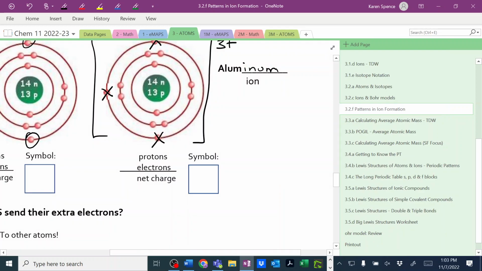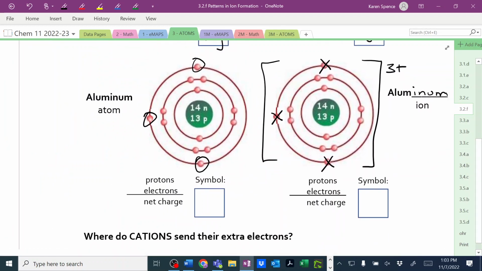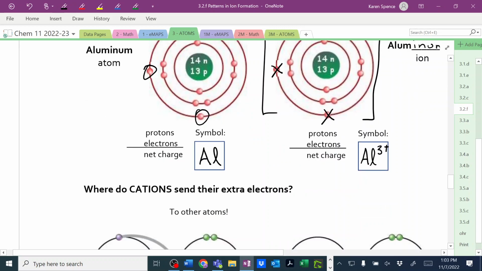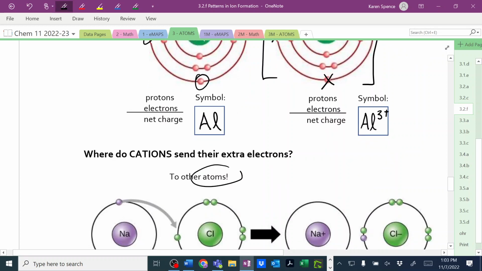Oh, what happened? That's not good. Okay, there we go. So we have Al for our atom, and our symbol for aluminum with the charge would be Al what? 3 plus. Where do cations send their extra electrons? To other atoms. What kind of other atoms? The nonmetals.